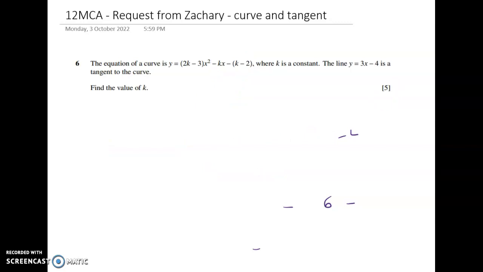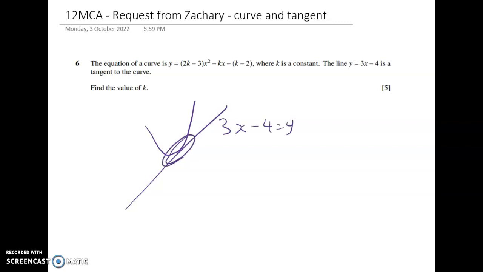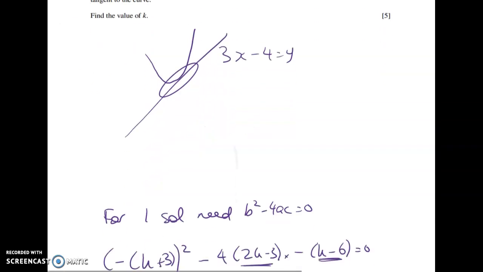tangent, the other thing we could do is we could say, well, when it's a tangent, we know that the slope of this line, 3x minus 4 equals y, must equal the derivative of this function, right? That's the whole point of finding the tangent to the curve. So we're going to go ahead and differentiate.